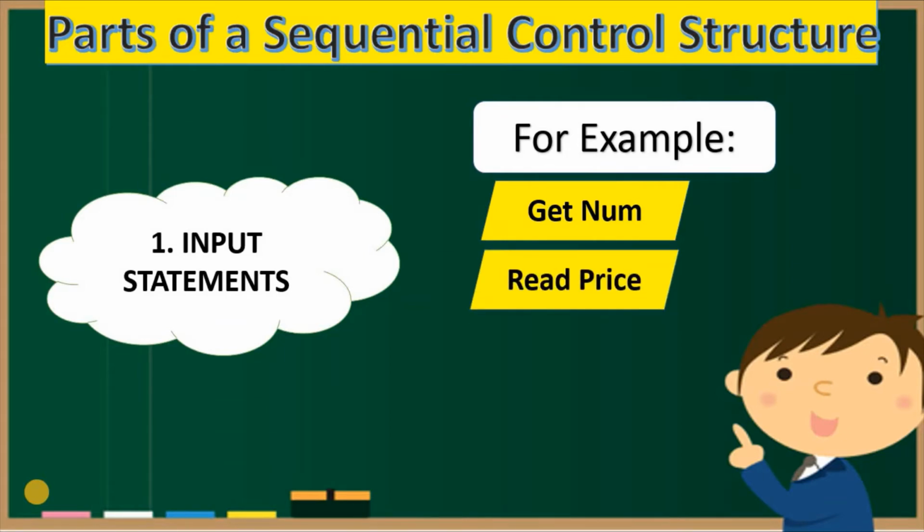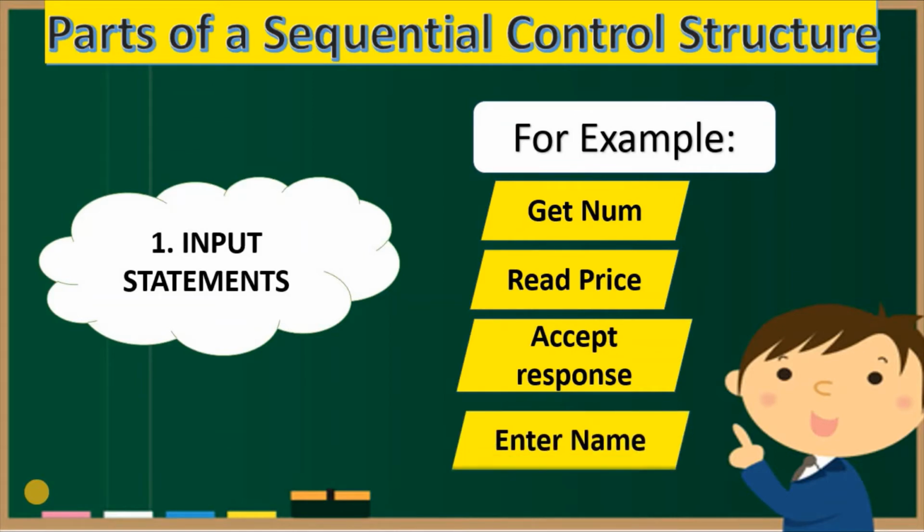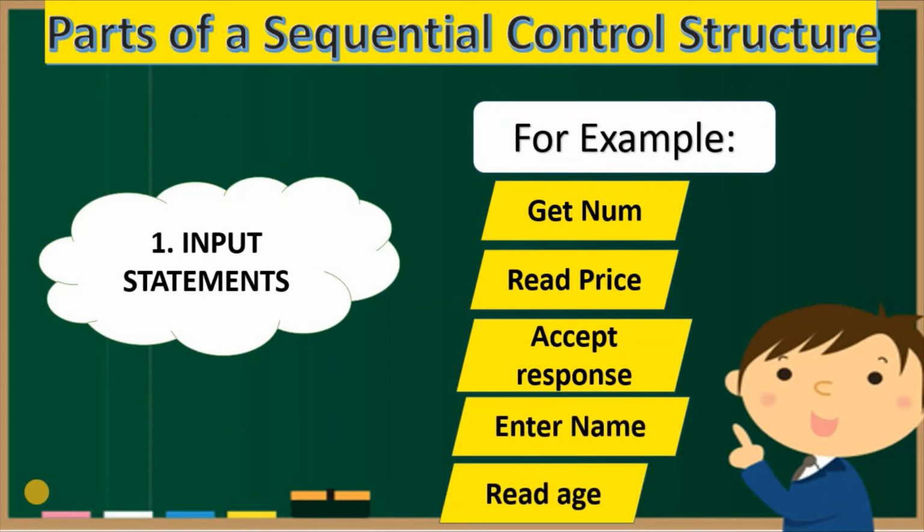So if there is a product that we want to get the price for, then we would indicate this by reading that price. Another keyword or input statement is the accept, right? So the second part of these are examples, and then the first terms are considered to be the input statement. So get, read, accept, enter, and read again or input are normally terms that we see, and we would know that these are input statements.